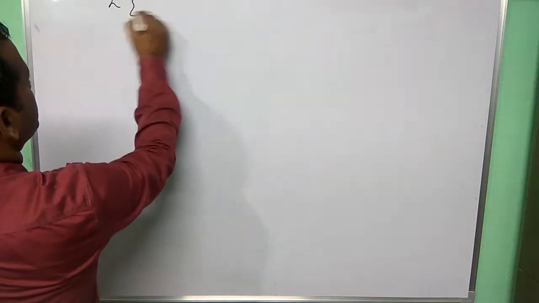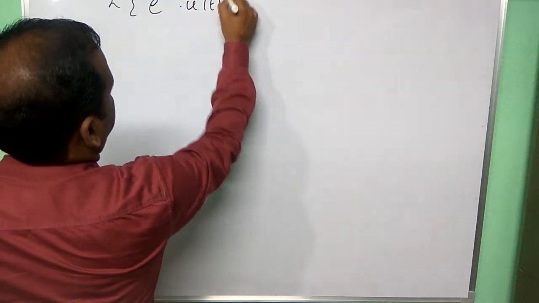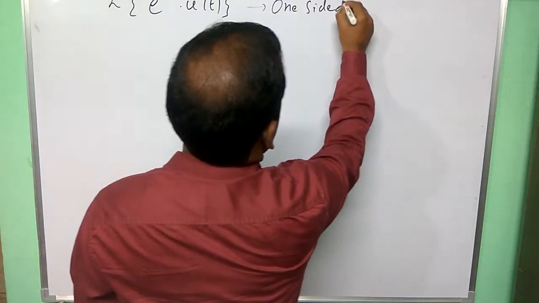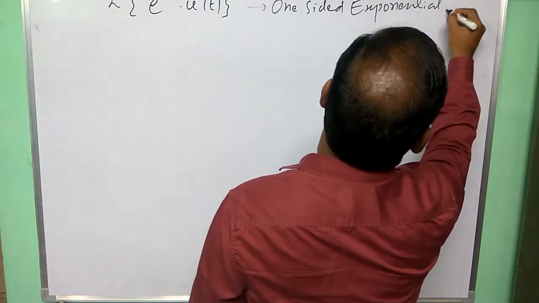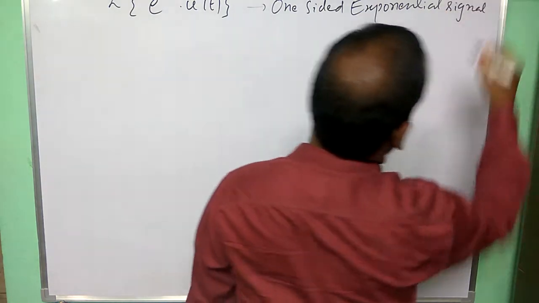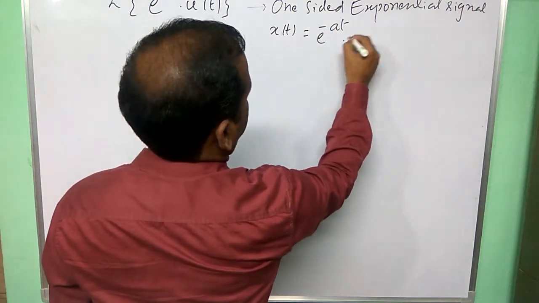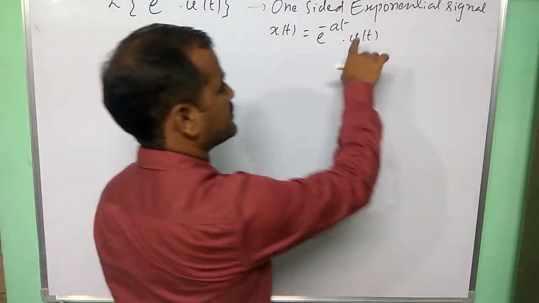Good morning, students. Now we are going to calculate the Laplace transform of a one-sided exponential signal. See the Laplace transform of e power minus at u of t. It is a one-sided exponential signal. So x of t here is e power minus at u of t. First, let us plot the signal e power minus at u of t.